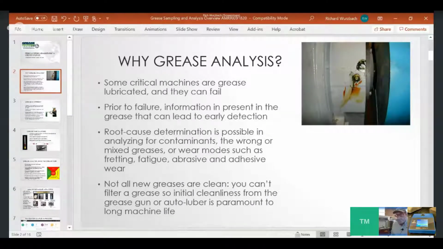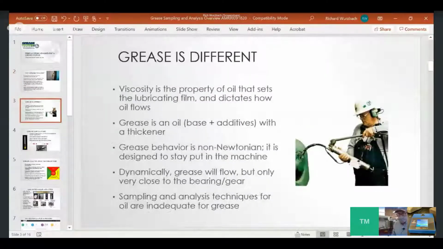It comes down to the criticality of the equipment that's being greased, and knowing that it can fail. But prior to that failure, there's going to be some information present that we can harvest, that we can look at, that we can trend, that we can put up against some criteria. And today, out of all the tests that we can do, we're going to be focusing in on the ferrous content of the grease.